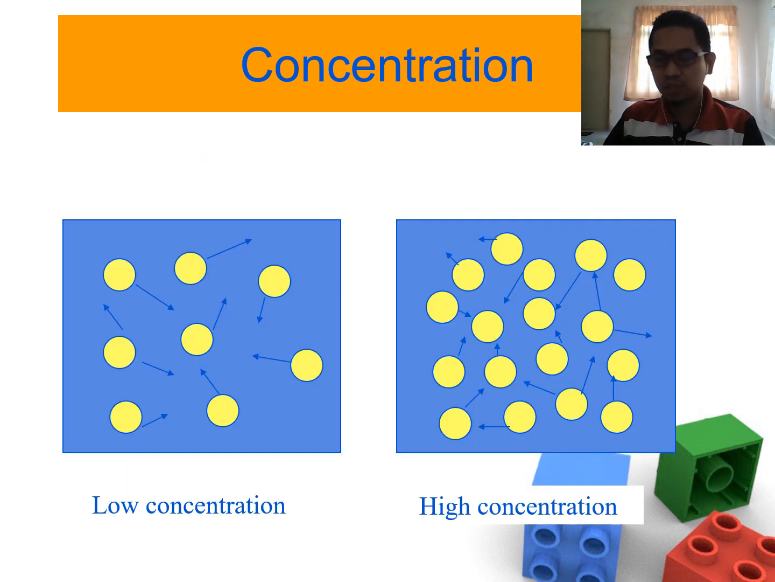Why higher concentration, higher rate of reaction? So first, we need to understand what concentration is. Concentration means number of particles per unit volume. So here we can see low concentration and high concentration. Both have the same volume but different number of particles. So we can see in high concentration, the particles collide with each other more frequently. So that's why higher concentration, higher rate of reaction.